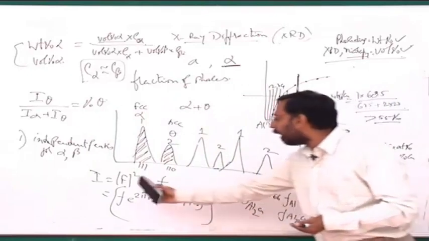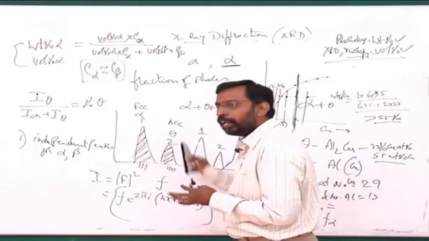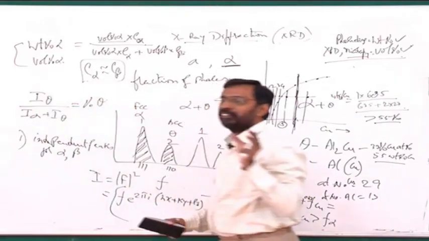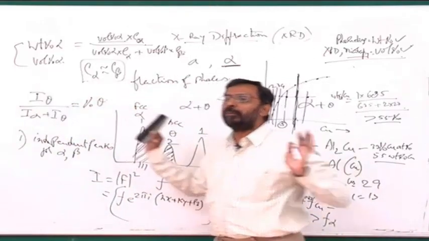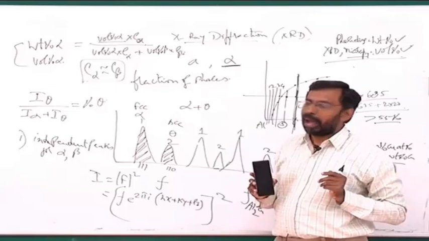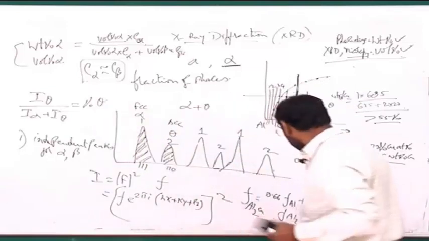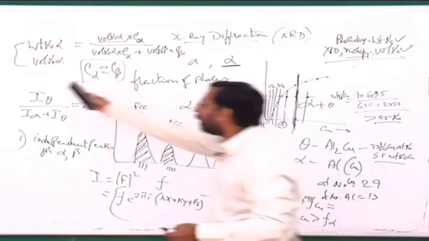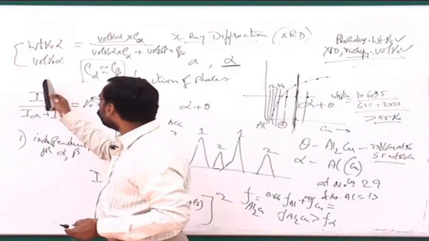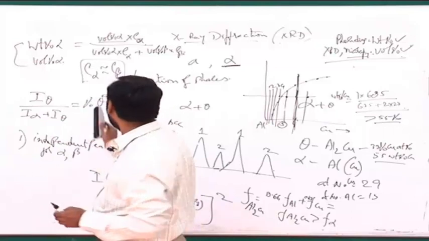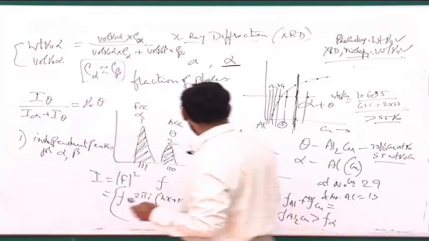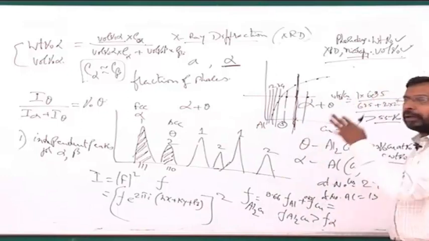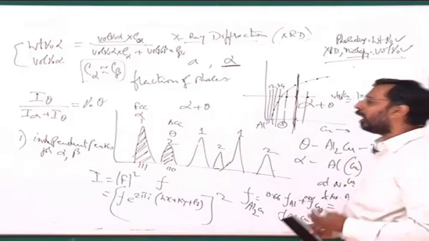That is because I have not considered it; I have simply assumed that the area under the peak is nothing but the amount of the phase. Area under the peak is not simply the amount of the phase, unless I know the structure factor of the two phases and correct for it. If I can do the corrections, then whatever amount that I get will give me the actual value. So with this particular difficulty, I can actually also find out.